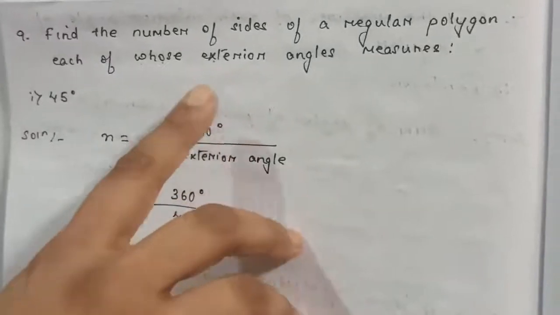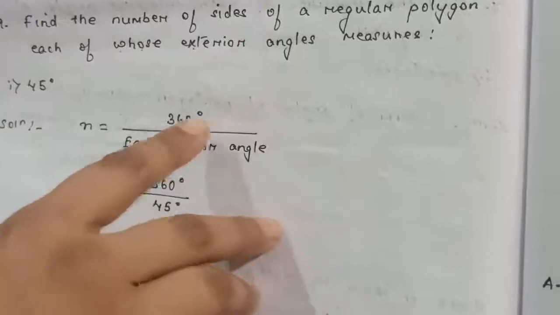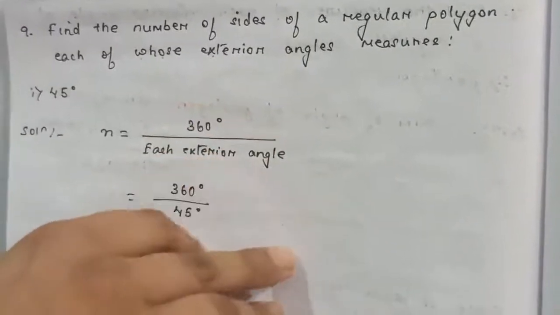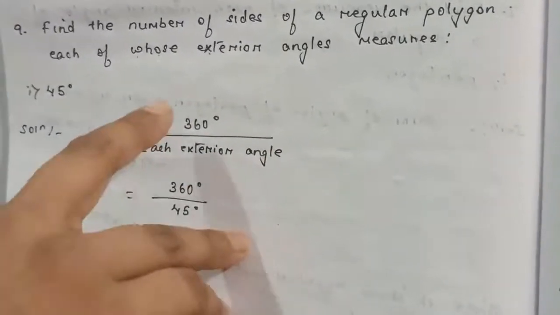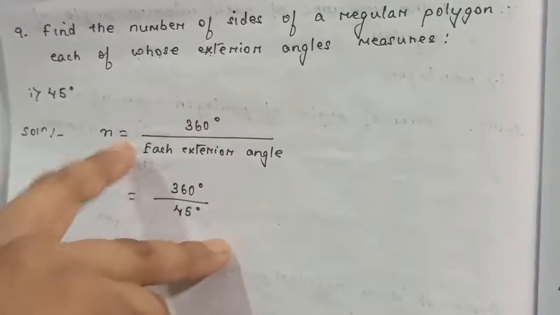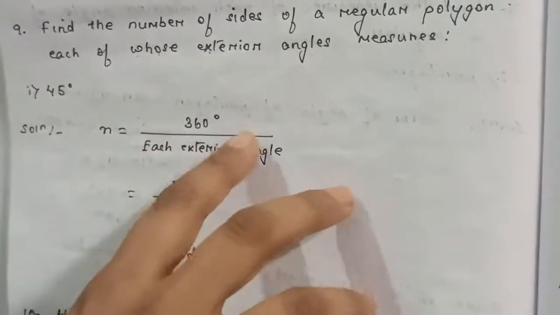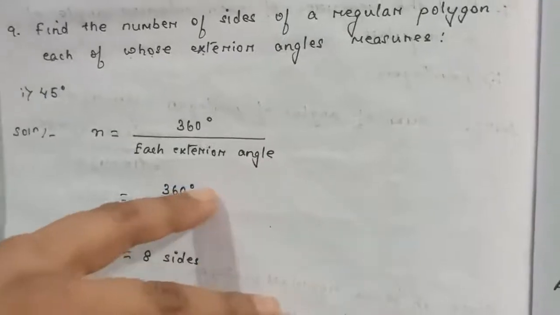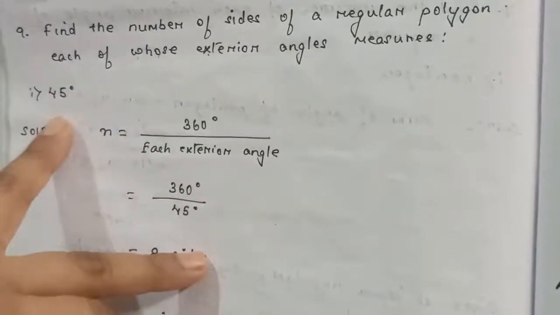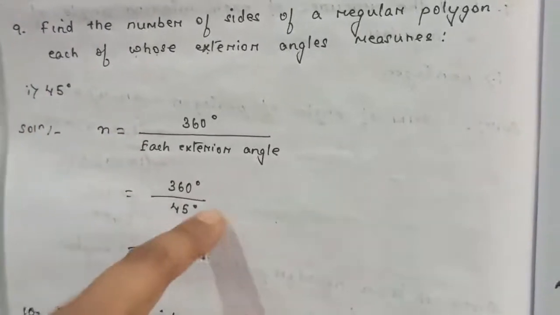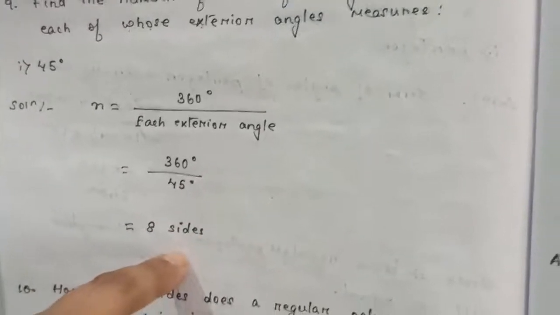Next question is find the number of sides of a regular polygon, each of whose exterior angles is 45 degrees. Now we see the exterior angle is given and we have to find the number of sides. So what is the formula? Number of sides is equal to 360 degrees divided by each exterior angle. So 360 degrees divided by 45 degrees is equal to 8 sides.